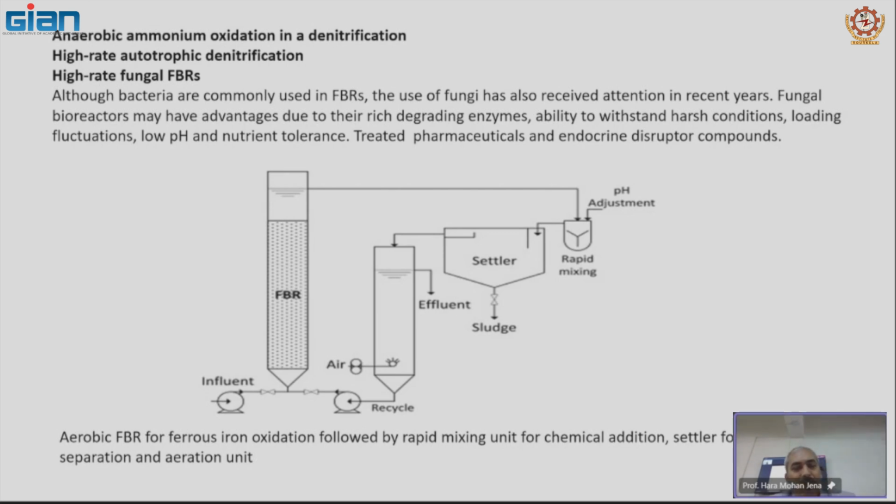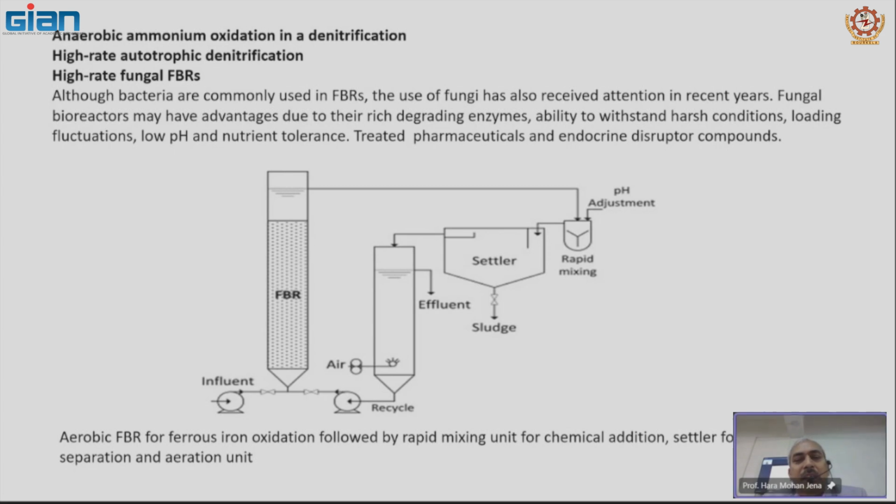Although bacteria are commonly used in fluidized bed bioreactors, the use of fungi has also received attention in recent years. Fungal bioreactors may have advantages due to their rich degrading enzymes, ability to withstand harsh conditions, loading fluctuations, low pH and nutrient tolerance. They treat pharmaceuticals and endocrine disruptor compounds also.